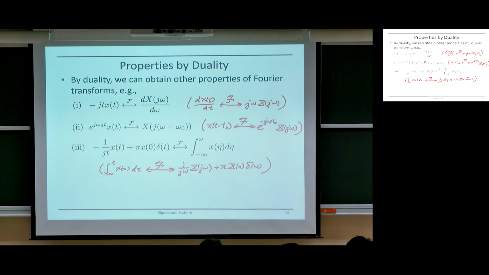And it's also useful in showing the existence of properties the other way around. If you have, for example, the derivative going to j omega times the spectrum, then the derivative in the spectrum goes to minus jt in the time domain, and similarly for the others. This is because of the symmetry of the Fourier transform and inverse Fourier transform formulas.